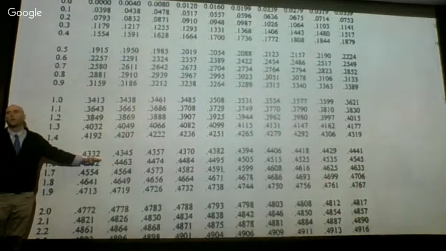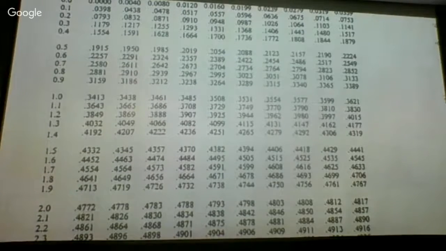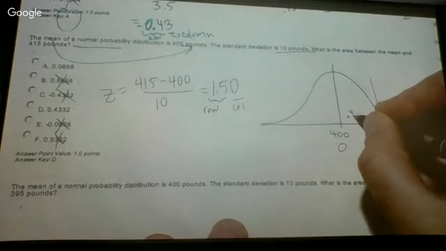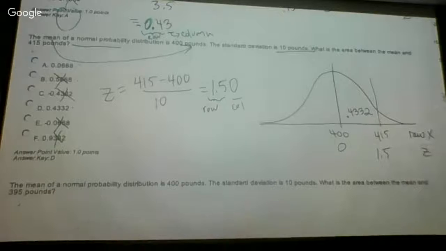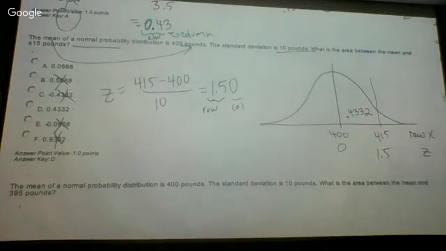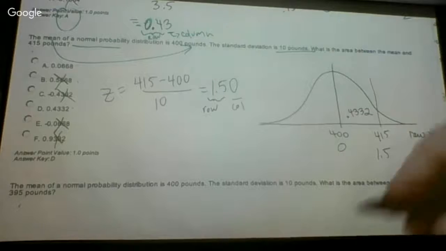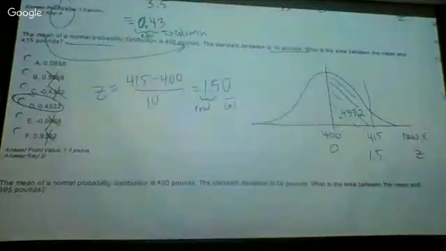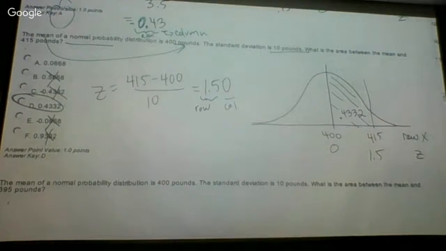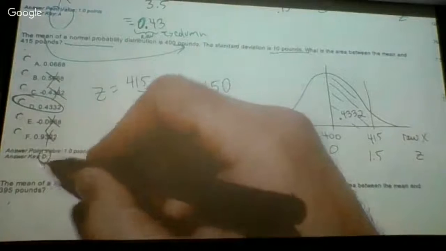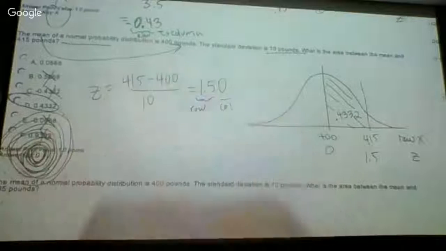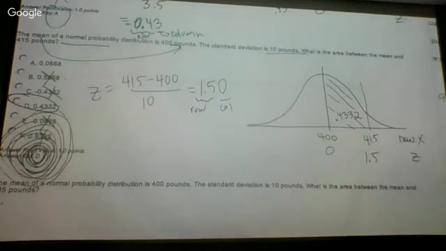The z-score of 1.5, we get an area of 0.4332. We go to the picture. Well, that area is the thing we need. There's our answer. Questions, comments, concerns, thoughts? Next problem.